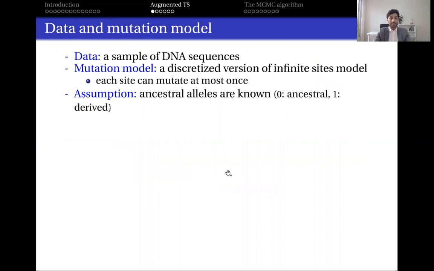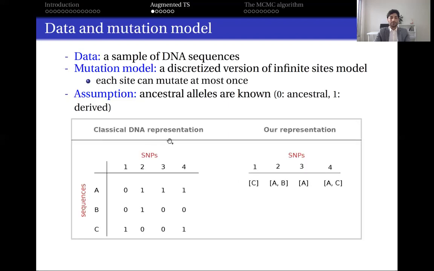So this is the data, the input of the algorithm we have: a sample of DNA sequences. We assume that each site can mutate at most once, the infinite sites model of mutation. And we also assume the ancestral alleles are known. So with this assumption, we can recode the DNA sequences in 0 and 1. Here we have 3 sequences, A, B, and C, each with 4 SNPs, all of which are segregating. This is definitely not the case in reality.